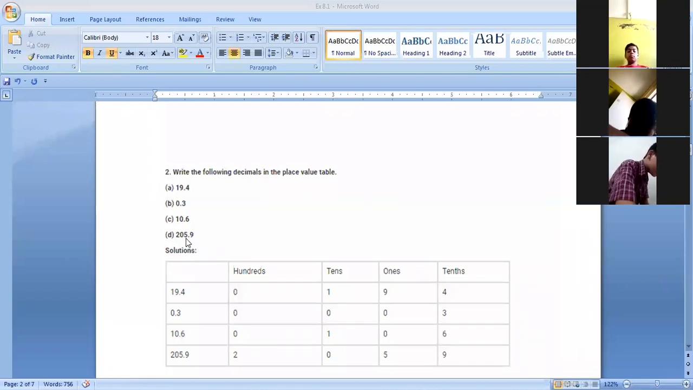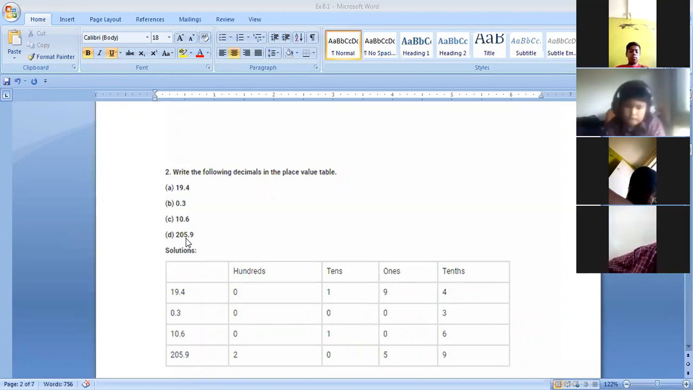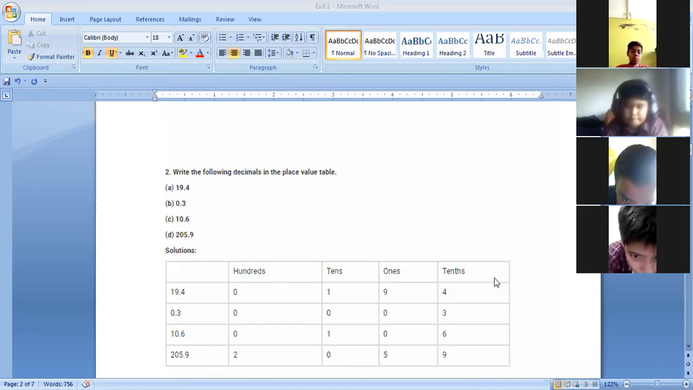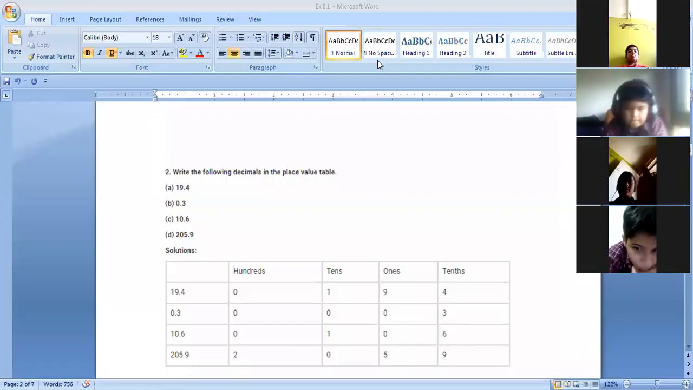Yes, in 205, 5 is at the ones place, 0 is at the tens place, and 2 is at the hundreds place. So 205. And you can see after the decimal there is only one digit, that is 9. So 9 will be coming at the tenths place. In this way you are going to make the table and write the positions over there. If you're having any doubt in the place value table, you can raise your hand.